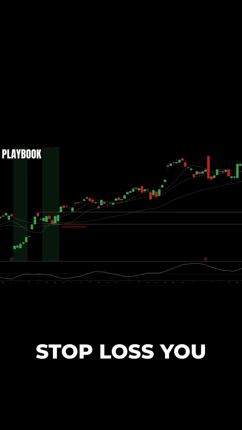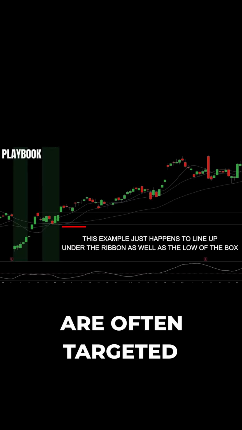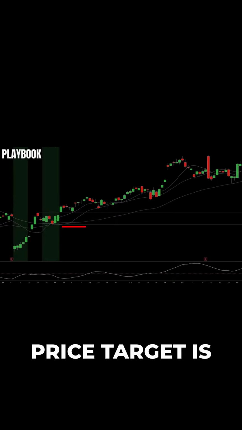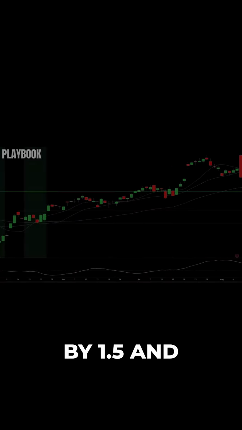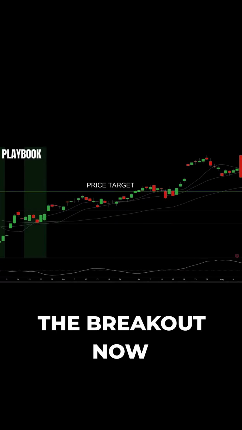Your stop loss, you don't want to place it on the opposite side of the consolidation box because those are often targeted. So just put it on the opposite side of the moving average ribbon. The initial price target is the height of the box multiplied by 1.5, and that's projected in the direction of the breakout.